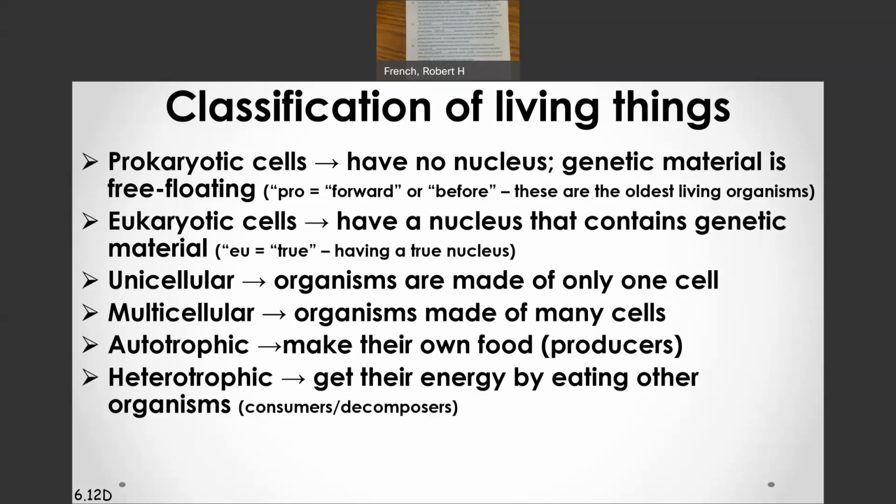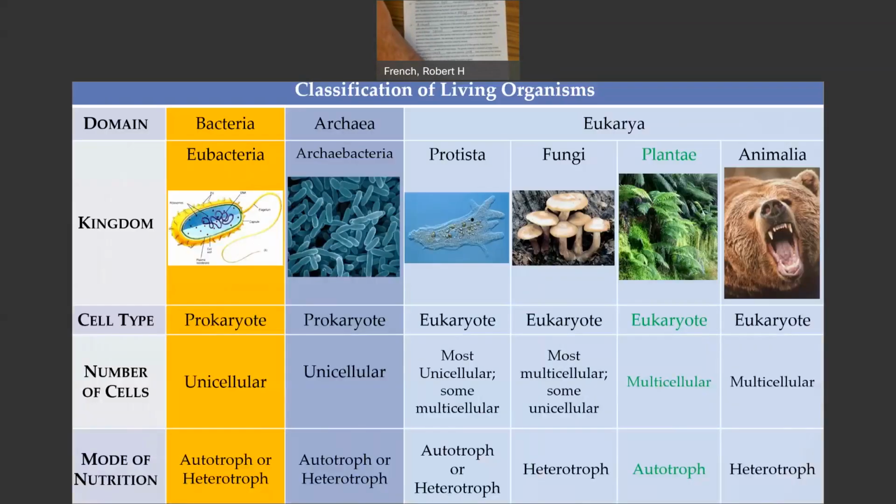All right, all plants and some bacteria and protists are autotrophs. All animals and fungi and some bacteria and protists are heterotrophs. Oh, we're done. Good. So you can see examples of things here.